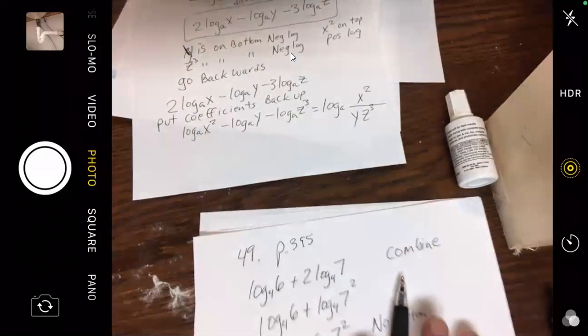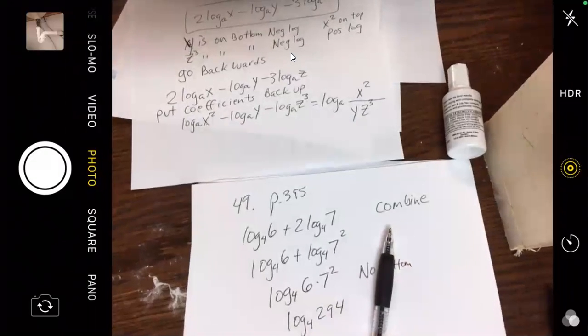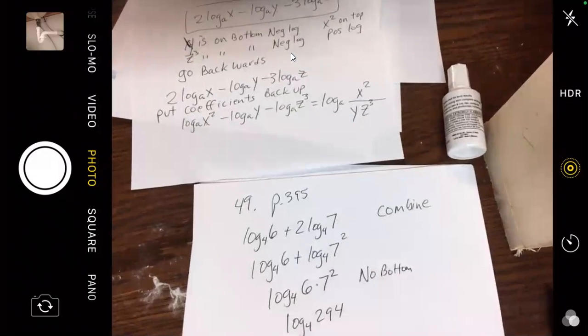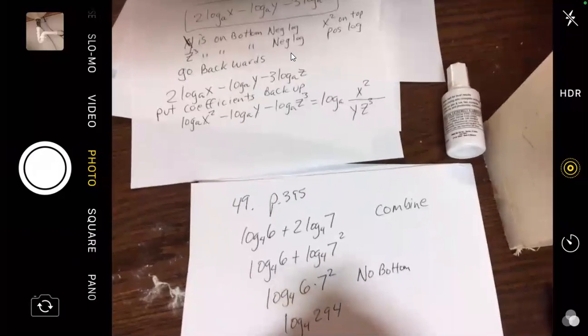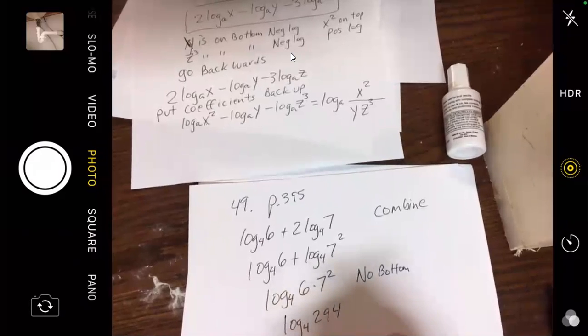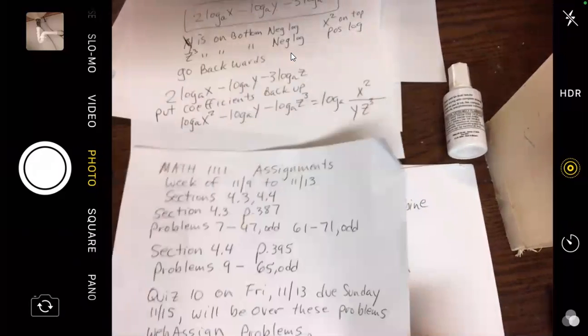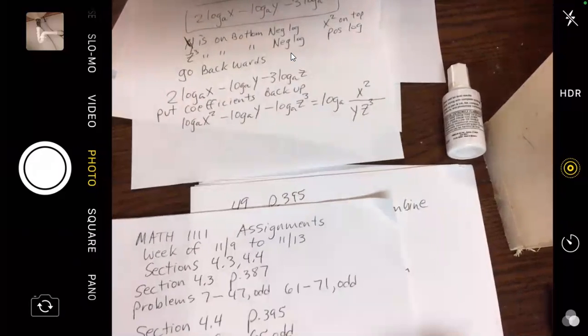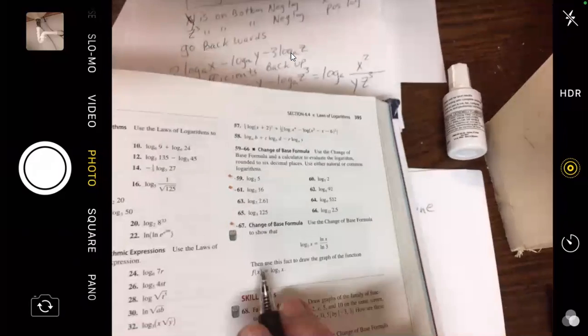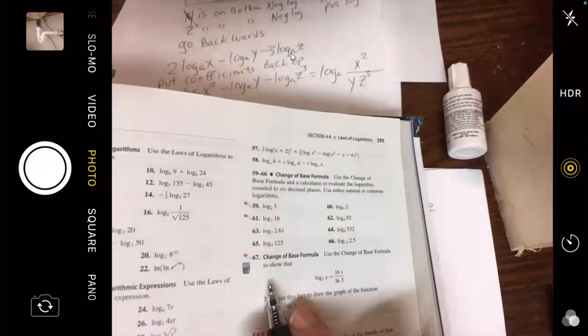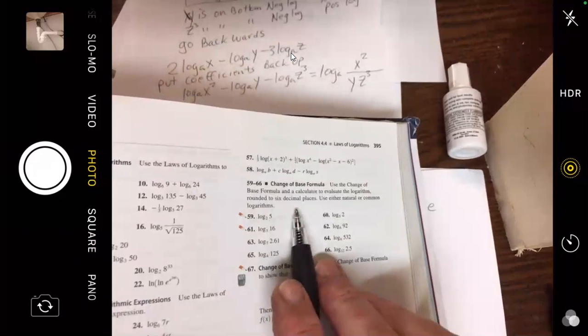Okay. The very last subject is called change of base. This is all the way to the end of 4.4. Problems 59 through 65. How do they want this to 6 decimal places? That's pretty anal.